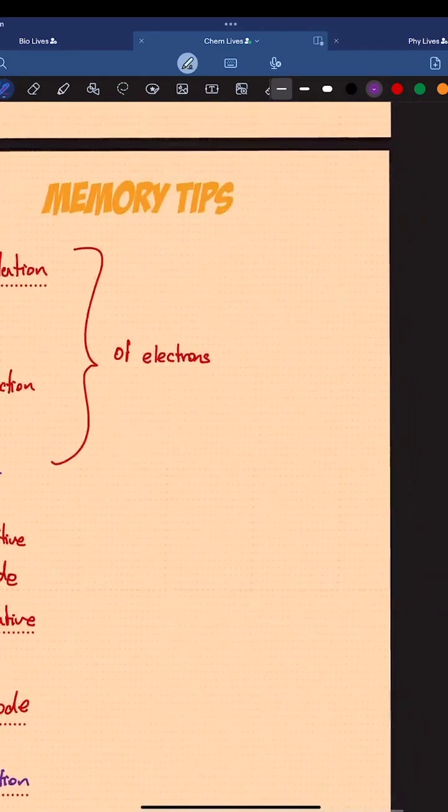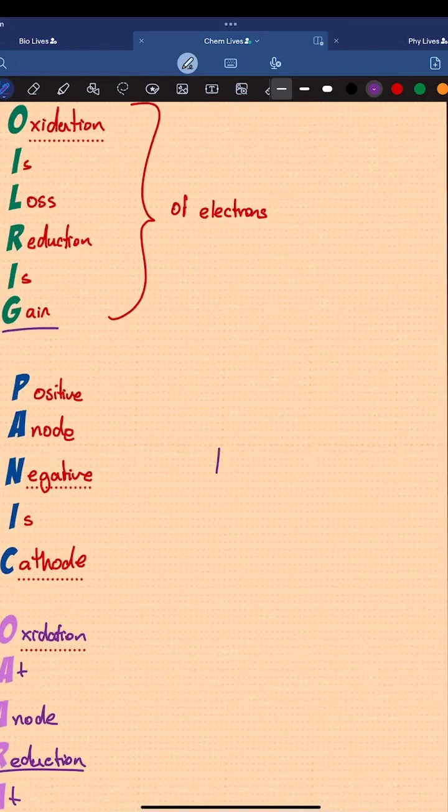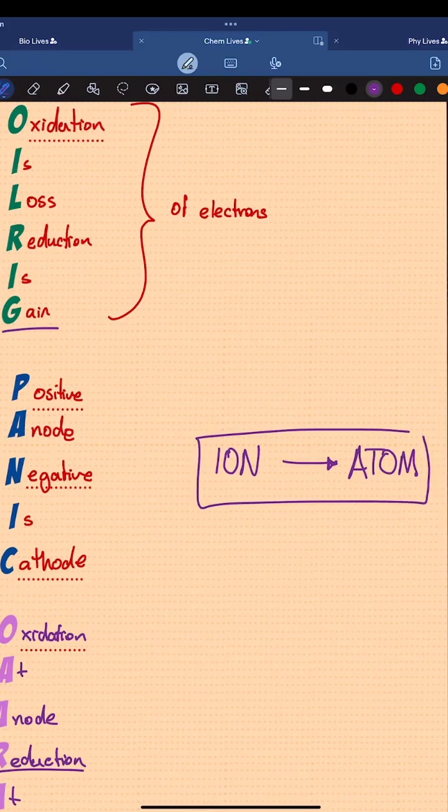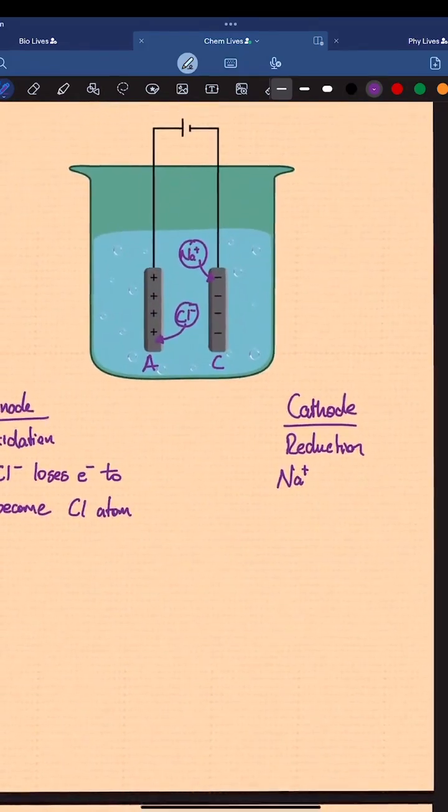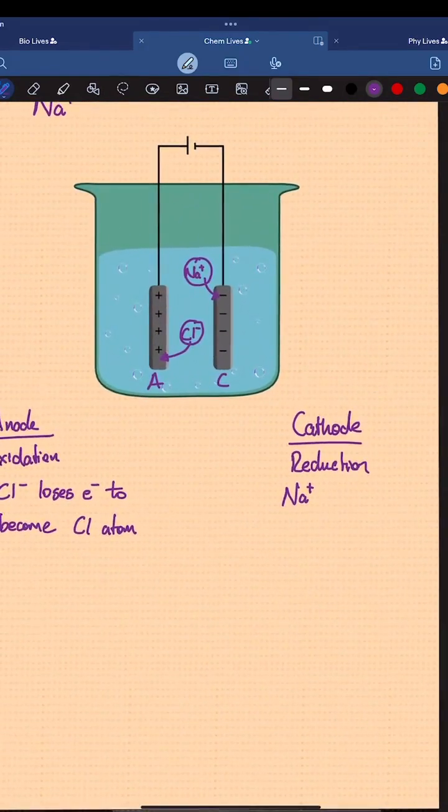Let's put in the memory tips. In electrolysis, we go from ion to atom. That's always the aim, so draw a big box around that. Ion to atom. So here we're going from the Na+ ion. This time it gains electrons, because remember, this time OIL RIG: reduction means gain. So it gains electrons to become an atom, which is sodium metal, so an Na atom.